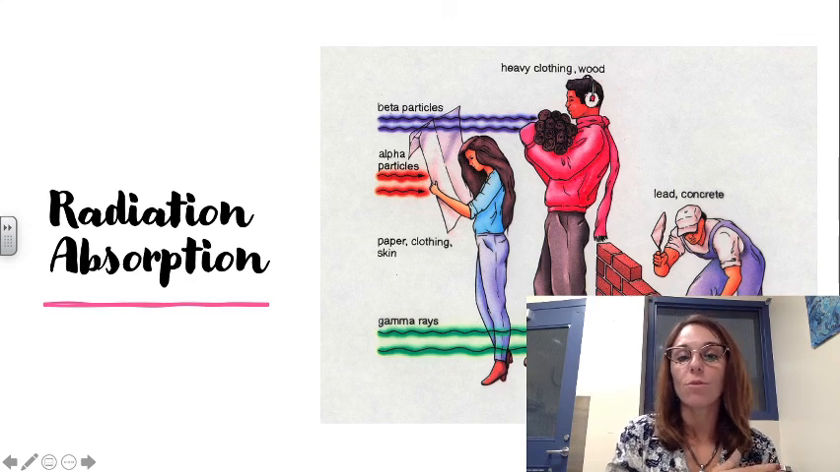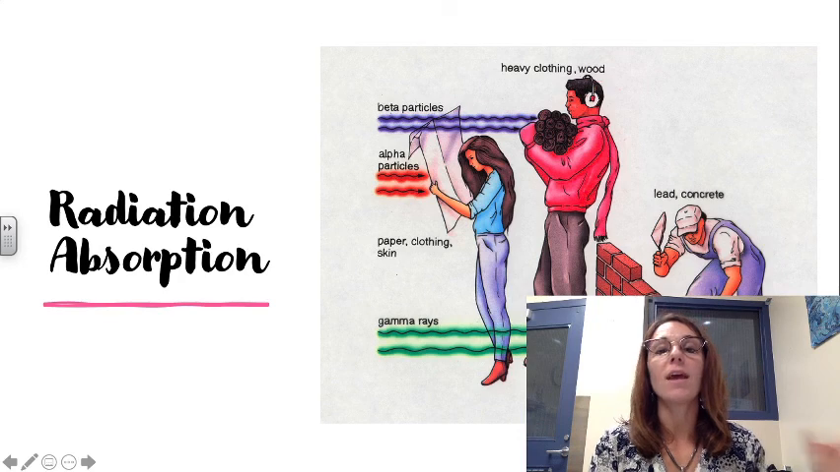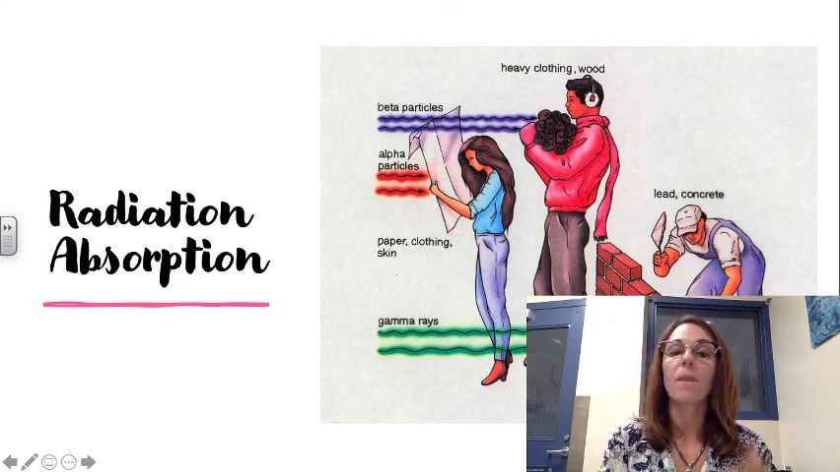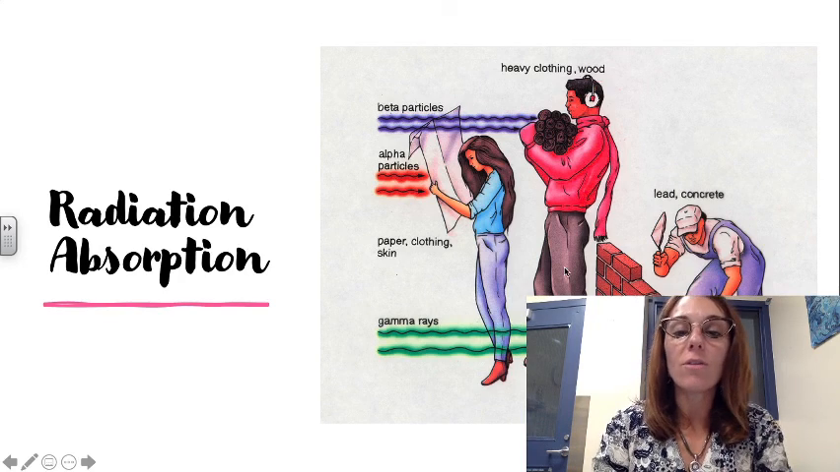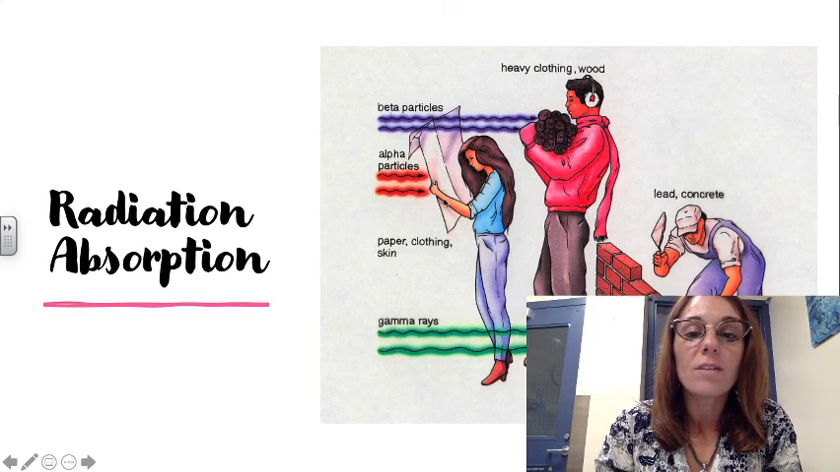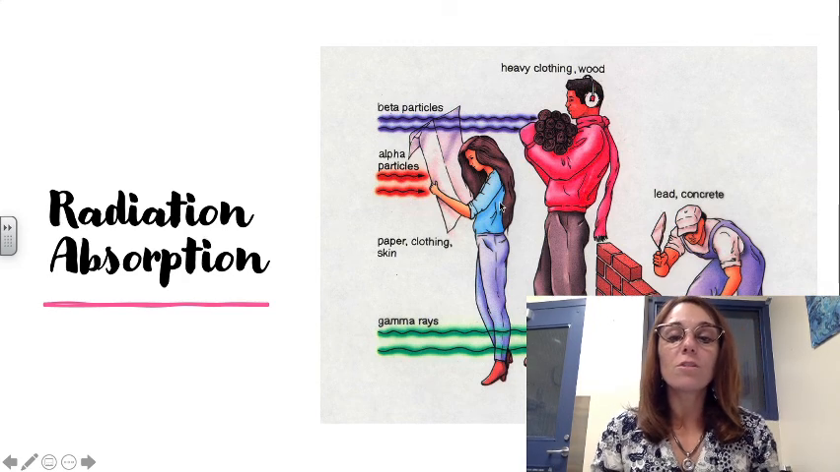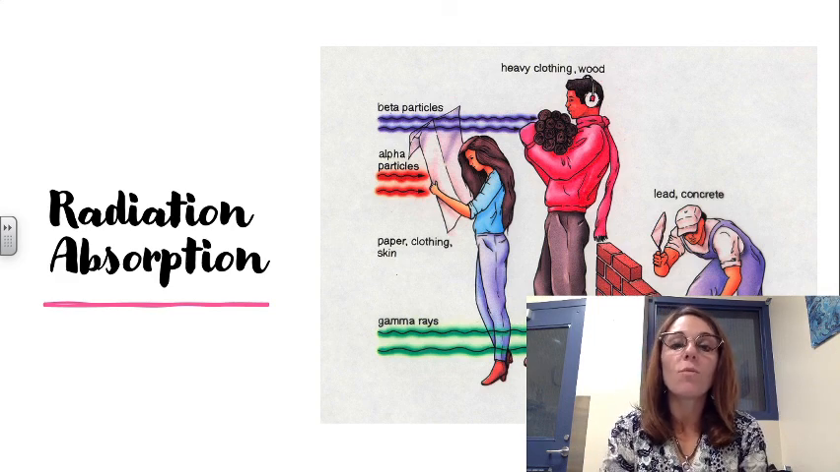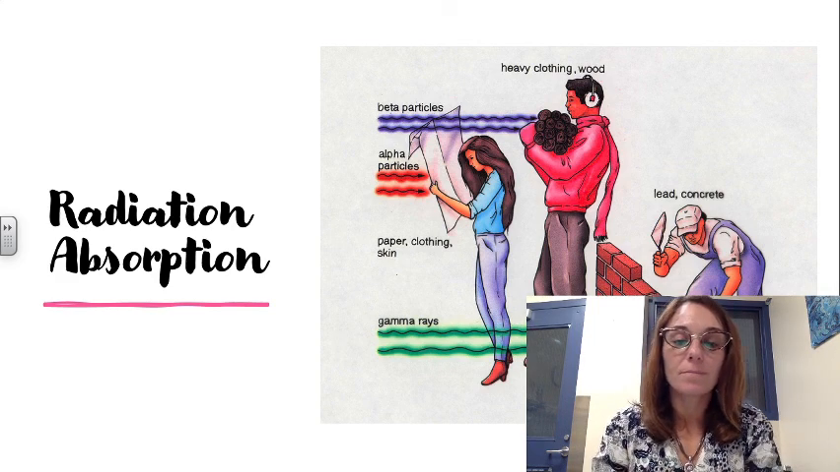They leave the room in order to turn on the x-ray, and then they come back when the x-ray is done. The reason for that is how these penetrate your body. So alpha particles, the ones that are very similar to a helium atom, can simply be stopped by paper or clothing. So if you're exposed to that and you've got clothing on, it will not penetrate through the clothing.